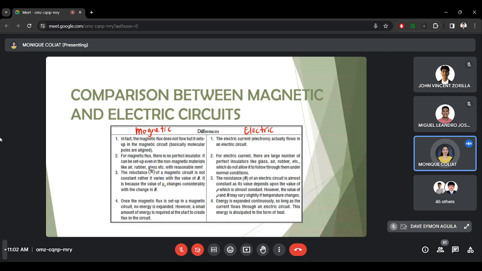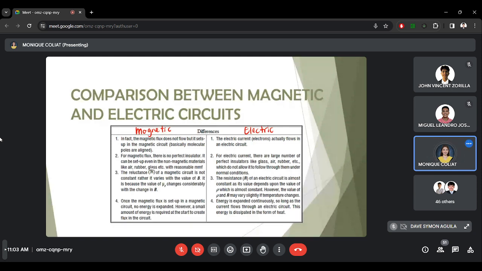In magnetic circuit, the magnetic flux does not flow, but it sets up in the magnetic circuit. Basically, molecular poles are aligned. In electric, the electric current or electrons actually flow in an electric circuit. So ang pinagkaiba nila is the magnetic flux is not usually flowing. It is just present there in the magnetic field. Here in the electric circuit, electric current is actually flowing. That is your electrons that are flowing inside the electric circuit.